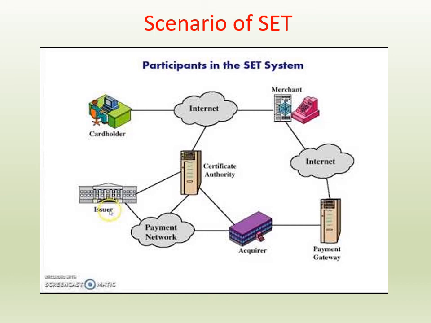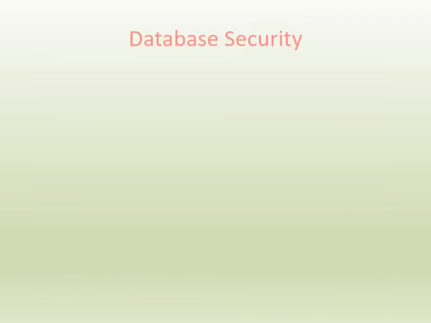SET has to perform the following functionalities: it has to provide authentication, both merchant authentication as well as cardholder authentication. It has to provide message confidentiality, message integrity, a dual signature facility, purchase request generation, purchase request validation on the merchant side, and payment authorization and payment capture information. Let's move towards the last topic from this part, which is data security.